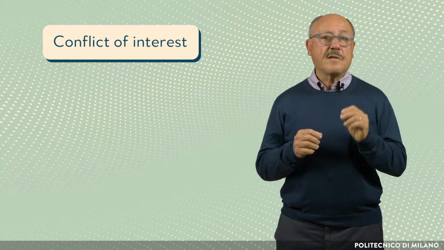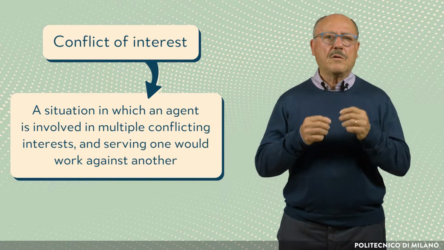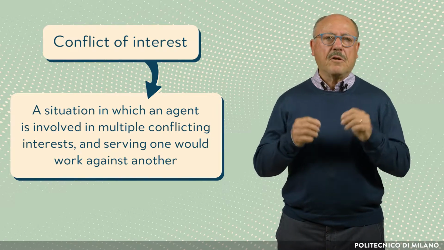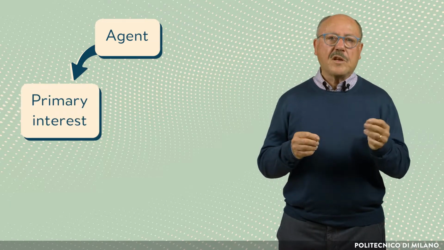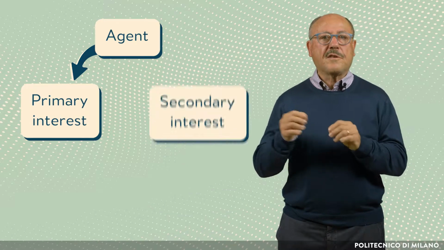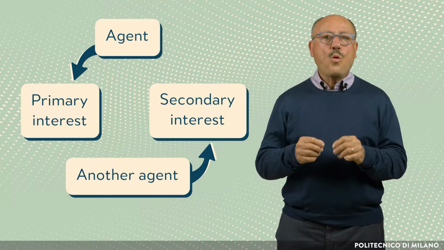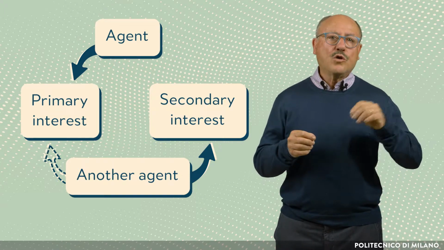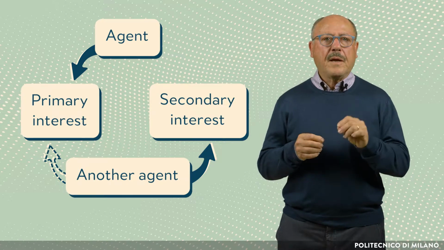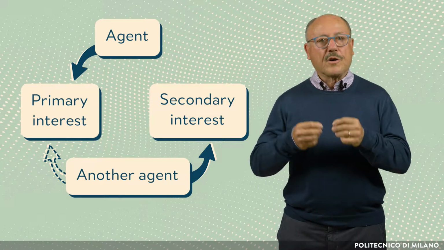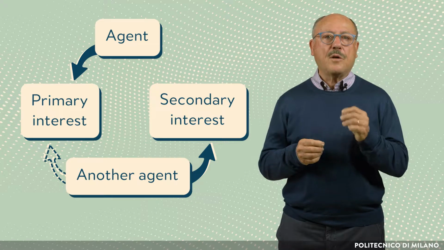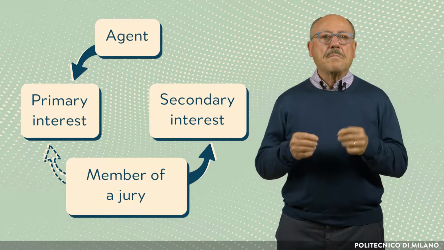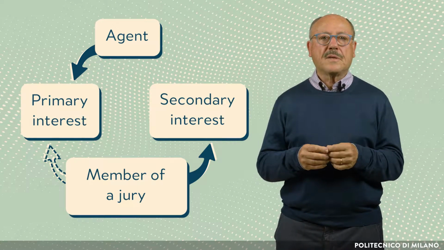Conflict of interests is a situation in which an agent, an individual, or an organization is involved in multiple conflicting interests, and serving one would work against another. In a human relation, it occurs when the primary interest of an agent, the principal goal, interferes with the secondary interest of another agent who has precise duties and responsibilities towards the principal goal. Typically, the agent has to express judgment or decide on behalf of the principal goal. A classic example is the case in which an individual is part of a jury that must select one among several participants in a competition.